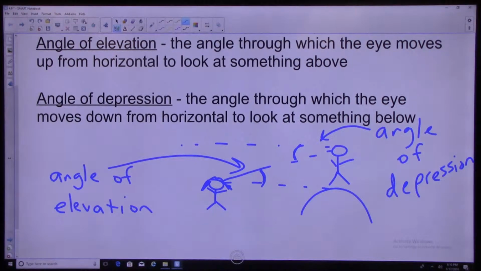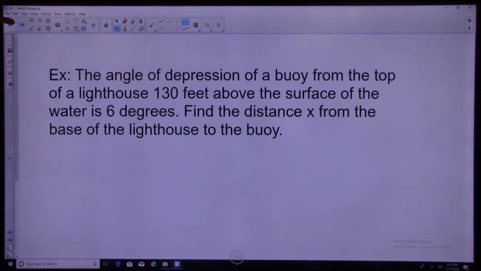All right, so that was the story about Jack and Diane. That explains angle of elevation, angle of depression. And hopefully you got the reference there. All right, so let's move on.